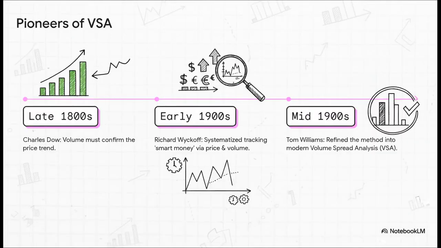And hey, this isn't some brand new crazy idea. This stuff has been around for over 100 years. It all started way back with Charles Dow. Yep, that Dow, who basically said, hey, volume should back up what the price is doing. Then this genius named Richard Wyckoff came along and built a whole system around it to track smart money. And more recently, a guy named Tom Williams polished it all up into what we now call VSA.